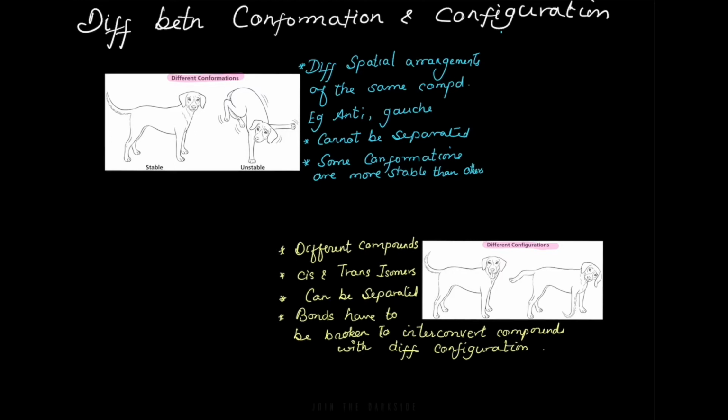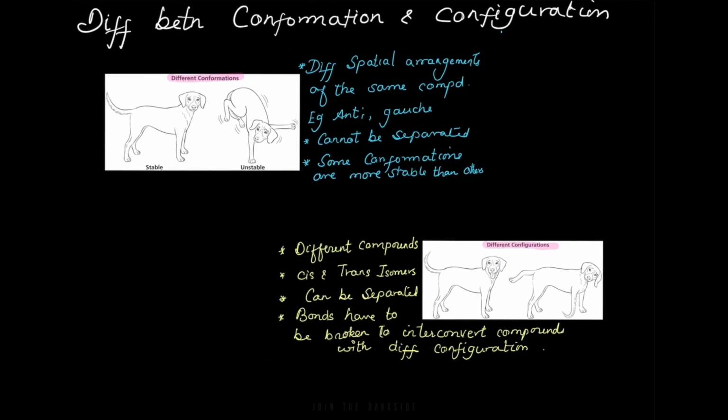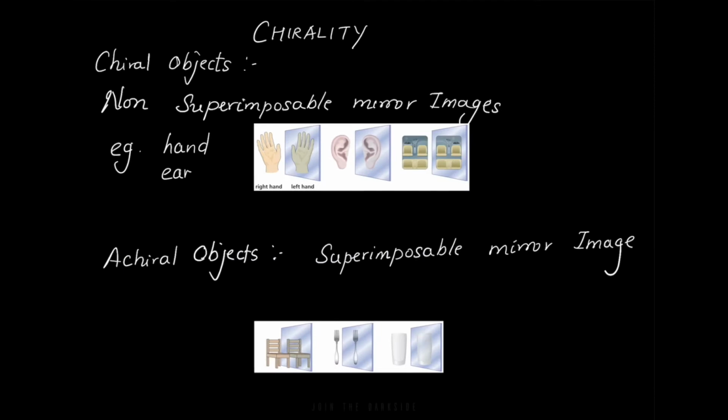Now, when you come to configurations, these are actually two different compounds. We talked about the cis and the trans isomers. They can be separated because they have different physical properties: different boiling points and different dipole moments. By some means, they can definitely be separated. And if you want to interconvert between cis and trans configuration, you have to break the bonds to do it. Okay, so these are the differences between conformation and configuration.